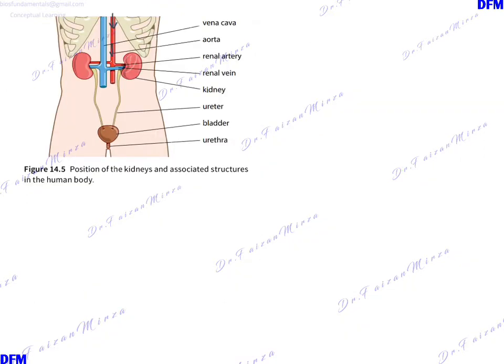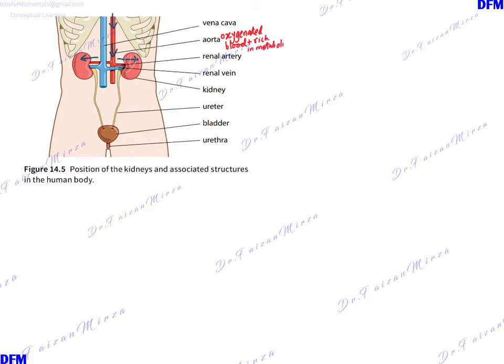This diagram shows you the position of your kidneys in the lower back, how they are receiving the blood from the renal artery, which in turn is receiving blood from the aorta. This is the descending aorta sending the oxygenated blood to the kidneys through the renal artery. But this oxygenated blood is rich in the metabolic waste.